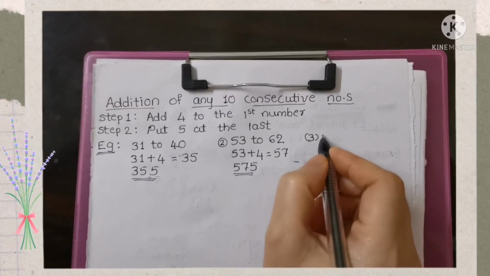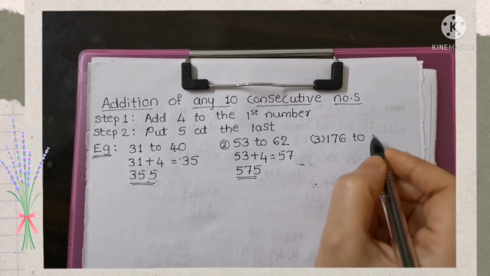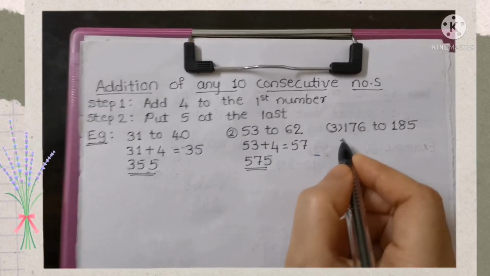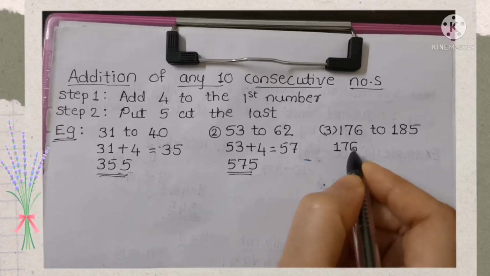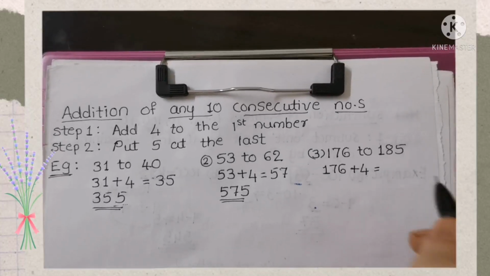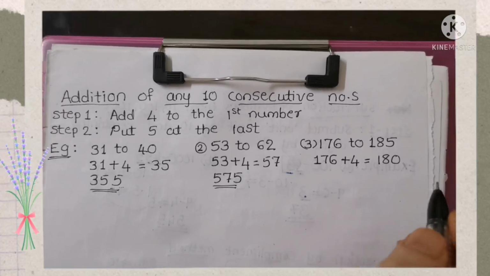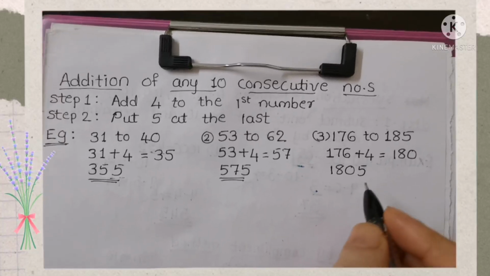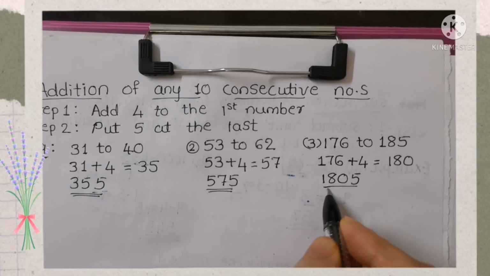Let's do one more example to make this concept more clear. We will take 176 to 185. As we saw in our first step, we have to add 4 to our first number, which is 176. Adding 4 to 176, it will come to 180. In the second step, we put 5 at the last. So our answer will be 1805.